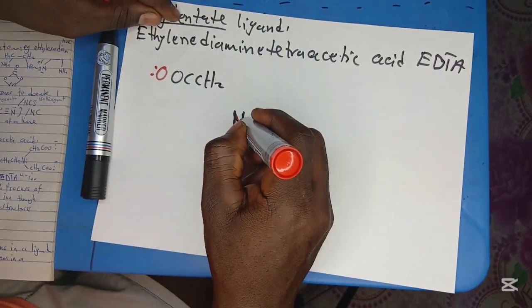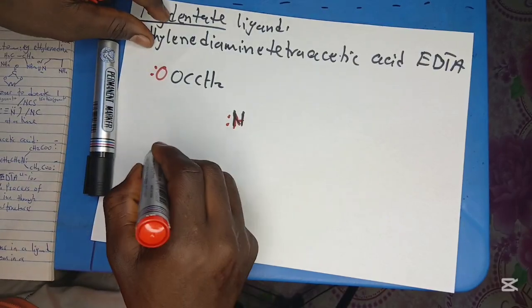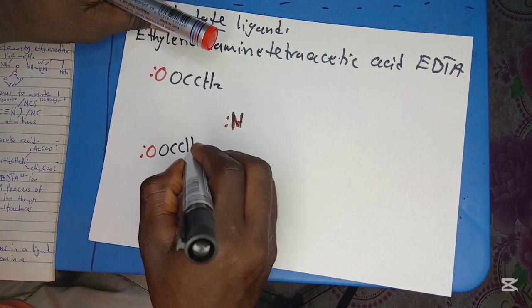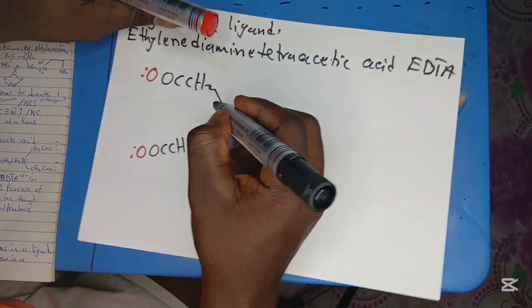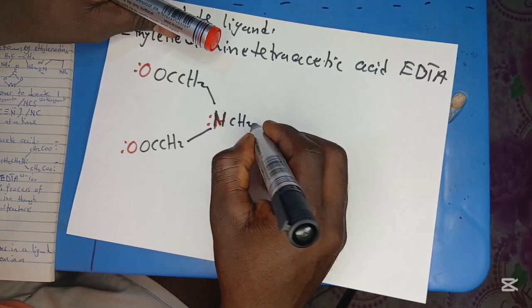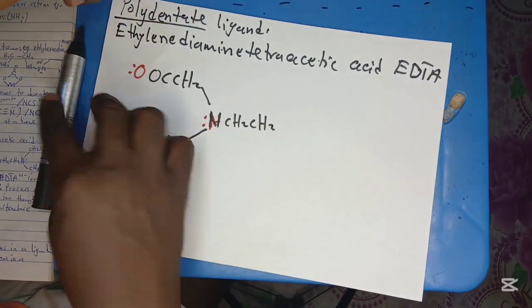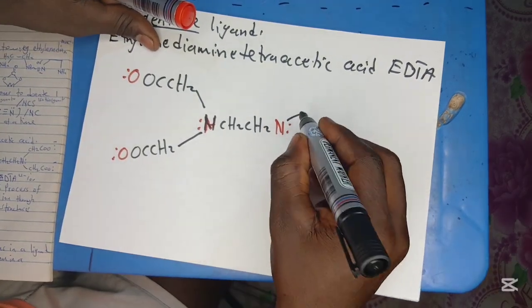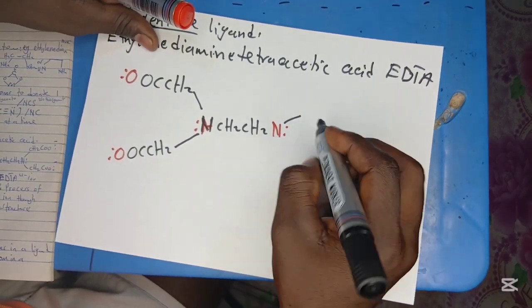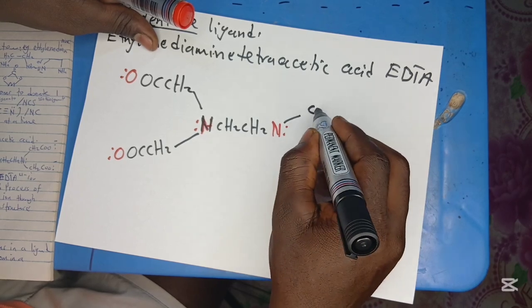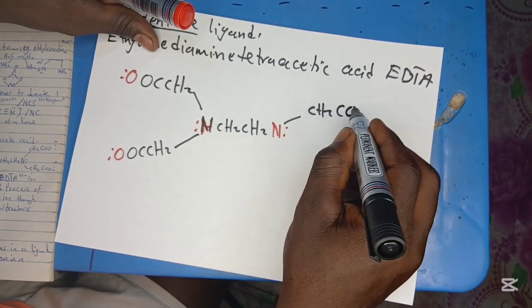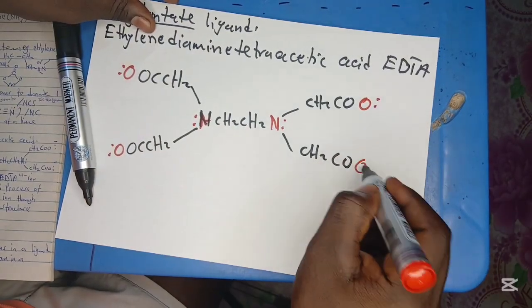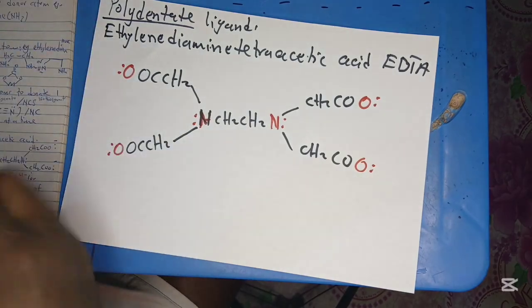I just want to show you something. So we have O, CCH2 bonded to nitrogen. We have CH2 CH2. Notice where I use the white pen to write the atoms. We have CH2, CO, CH2, CO, O, O. So this is the structure of EDTA.